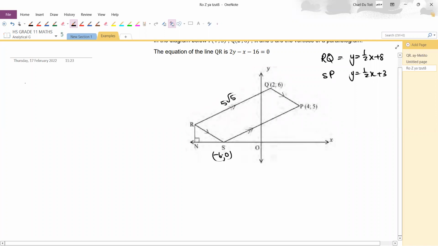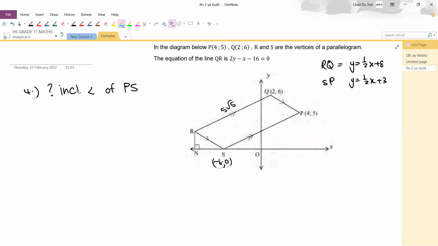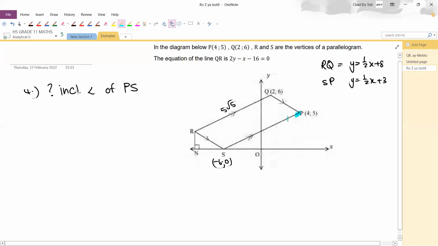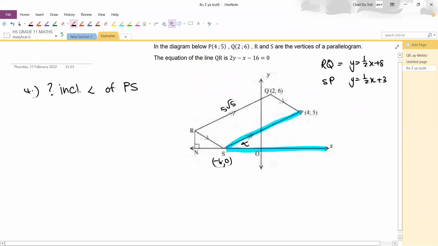Okay, now, question number 4. I want to know what is the inclination angle of PS? What is the inclination angle again? We did that last week. Inclination angle is the angle that the line makes with the positive side of the x-axis. So in effect, I want to know what is the angle alpha's value. And the equation you use is that tan alpha is m. Quickly do that.